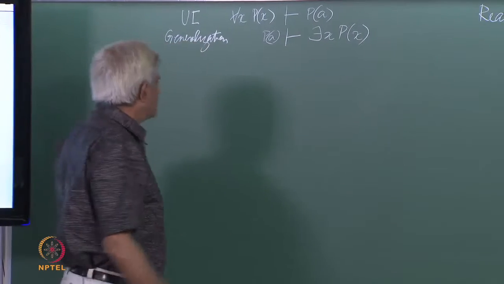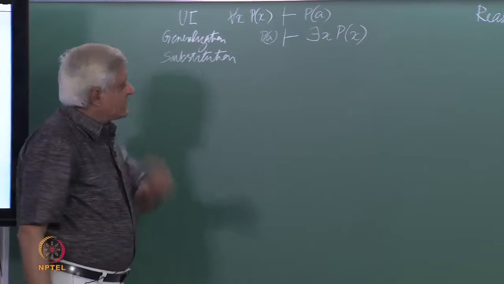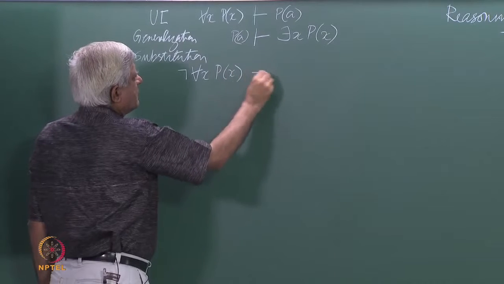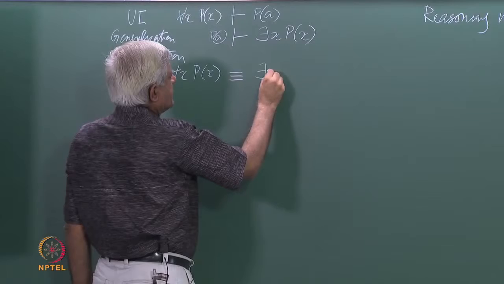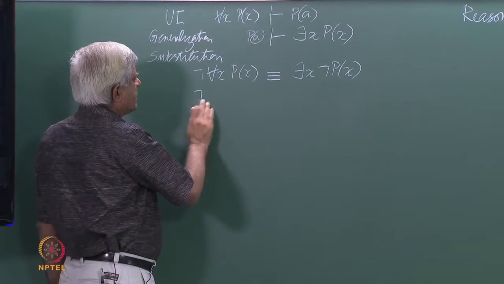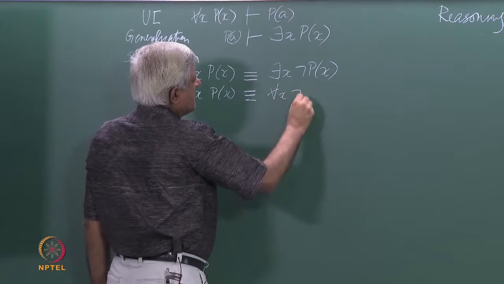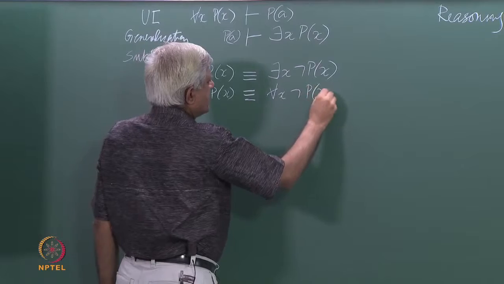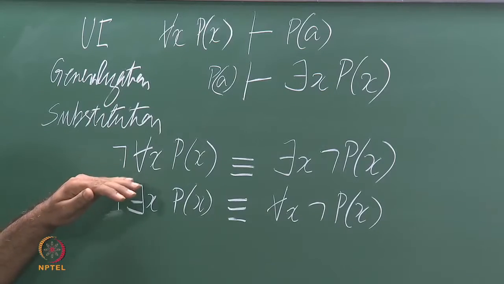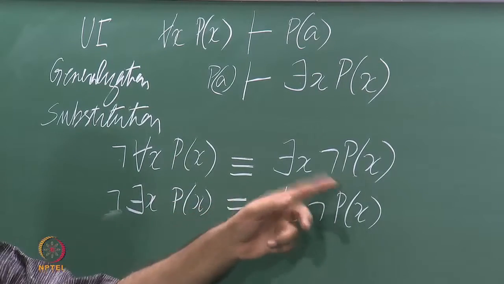Now in addition to this, there are also some rules of substitution. So for example, you can replace for all x P(x) with there exists x not P(x), and likewise not exists x P(x) is equivalent to for all x not P(x). So these are kind of common sense rules. If we are saying that it is not the case that for every x some property or predicate P is true, it means there must be some x for which P(x) is not true essentially.